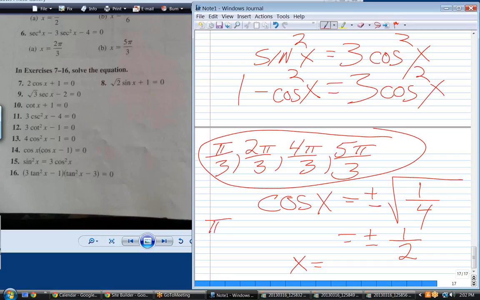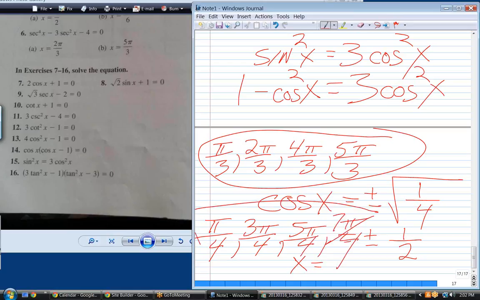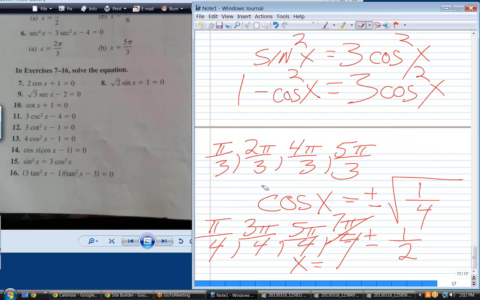In other words, if it's pi over 4, the second one is 3 pi over 4. The third quadrant is 5 pi over 4. And the fourth quadrant is 7 pi over 4. Notice the pattern's a little different. It's 1, 3, 5, 7 instead of 1, 2, 4, 5. So I'm not suggesting you memorize those patterns, but when you do enough of these, pretty soon the patterns start making themselves evident to you, and it makes it a little easier to handle.